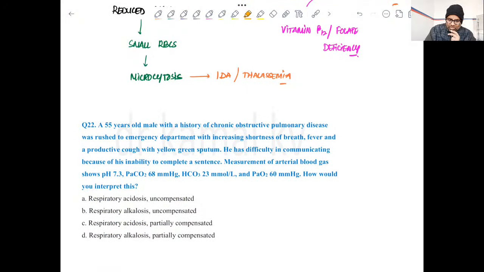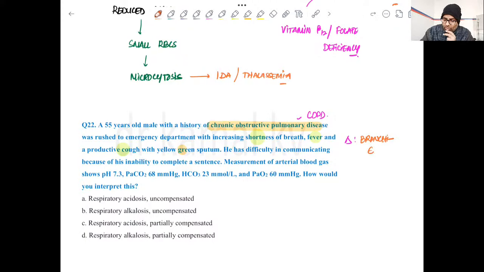Anyway, moving forward, again a case of ABG analysis, and here we can see that there is a case of COPD, right? And then he is having shortness of breath, fever, productive cough with yellow-green sputum. Now, this is somewhat related to the diagnosis of pneumonia. It can be pneumonia, sorry, not pneumonia, bronchiectasis, because this is a case of COPD, right? So it's already written here, COPD. So we cannot think of pneumonia in any way. This is bronchiectasis. I'm extremely sorry.